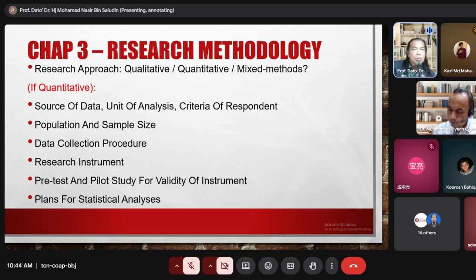Okay, research approach: qualitative, quantitative, mixed method. If quantitative: source of data, unit of analysis, criteria of respondent, population and sample, data collection procedure, research instrument. You must do the pre-test, a pilot study for validity of the instrument. You check the reliability and validity and plan the statistical analysis to get the information in chapter 4.